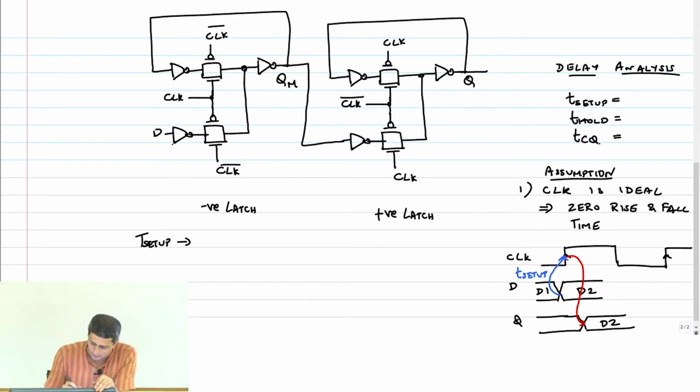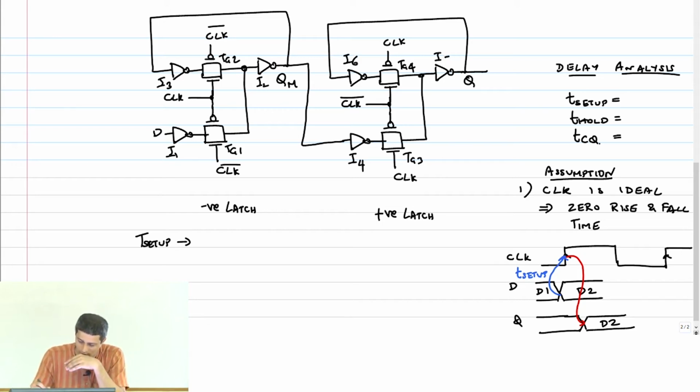For that, let me label these inverters I1, TG1, TG2, transmission gate 2, I2 and I3. Let me call this I4, TG3, TG4, I5 and I6. I'm going to evaluate all these three quantities in terms of the delay of these gates, inverters and transmission gates.